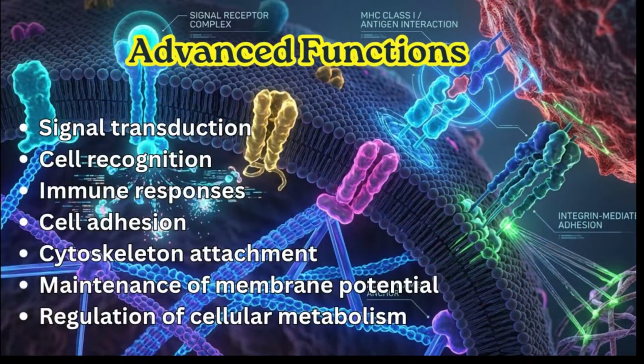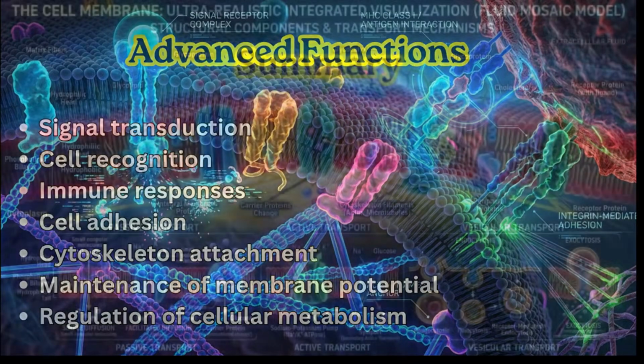The advanced functions of the eukaryotic cell membrane are: it helps in signal transduction, cell recognition, immune response, cell adhesion, cytoskeleton attachment, maintenance of membrane potential, and regulation of cellular metabolism.